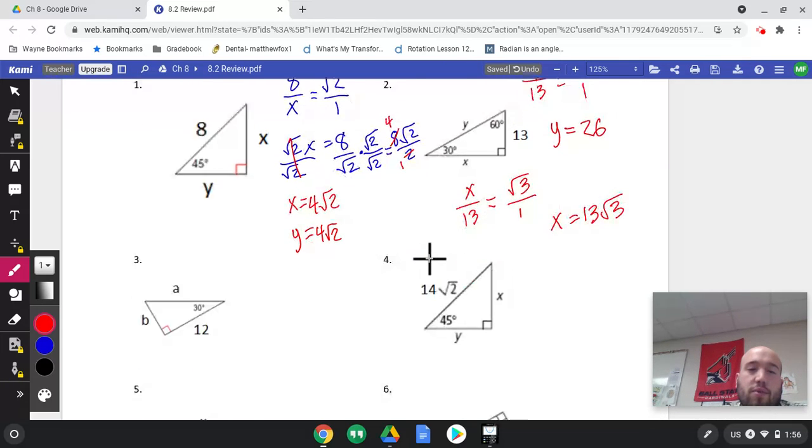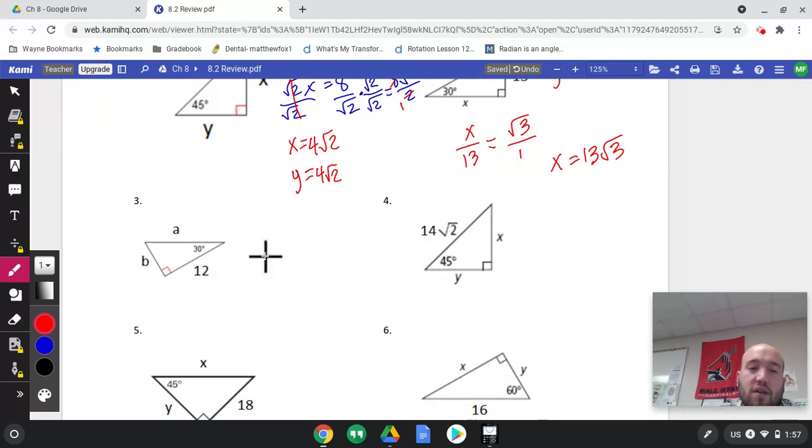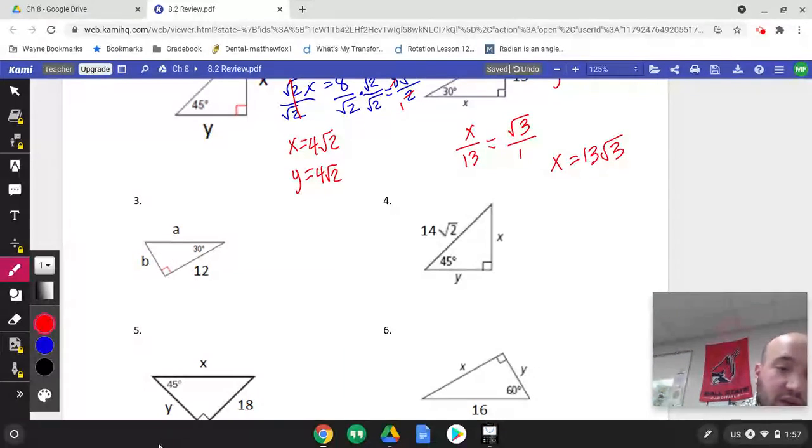All right, so a couple more we want to look at. Number 3, this time we've got a 12 here. It's across from this blank spot, but hopefully you remember if there's a 30 and a 90, we know this has to be a 60. So if I do 12 over b, over here, the 12 is across from 60, so that goes with the square root of 3. The b is across from 30, so that goes with the 1. We cross multiply, we get square root of 3b equals 1 times 12, which is 12. We divide.